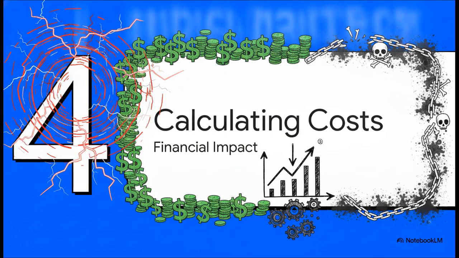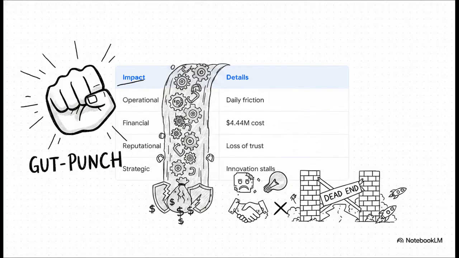All right, Section 4, Calculating the Invisible Cost. The cascading data here acts as a literal gut punch. Security debt rarely damages just one single facet of your business. It cascades. It starts out as an operational drag, just daily friction. But then it becomes a financial hit. In fact, global average breach costs are hitting $4.44 million in 2025. Then comes the reputational loss of trust, and finally a strategic dead end, where your innovation completely stalls out because your entire focus shifts to recovery.